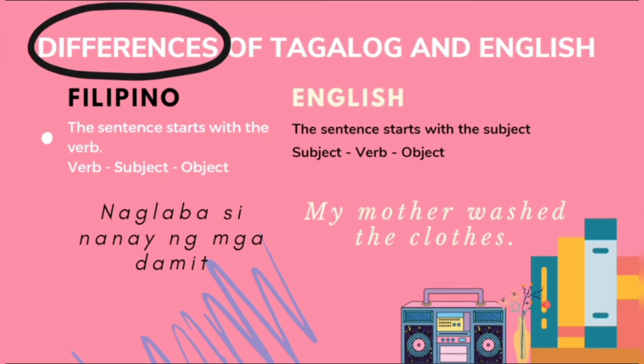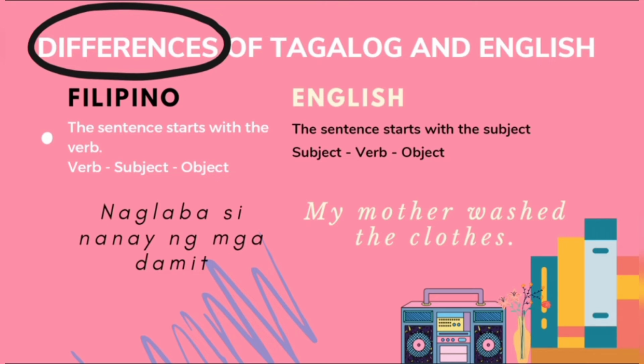So let's have this sentence as an example. Naglaba si nanay ng mga damit. Again, in Filipino, we start with a verb, which is naglaba, followed by the subject, which is si nanay, and the object, which is mga damit. In Filipino, we seldom start our sentences with a subject because it sounds so formal. Let's have this sentence as an example. Si nanay ay naglaba ng mga damit. That sounds so formal, so we seldom use that.